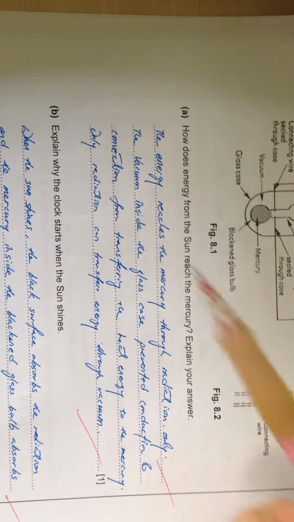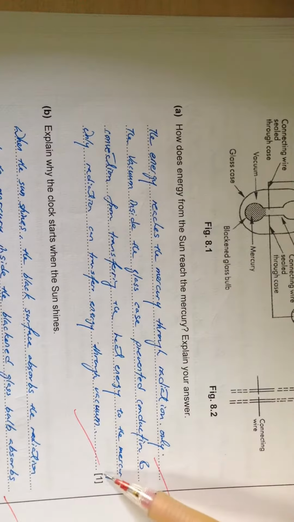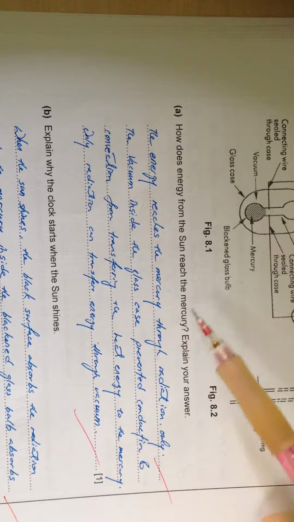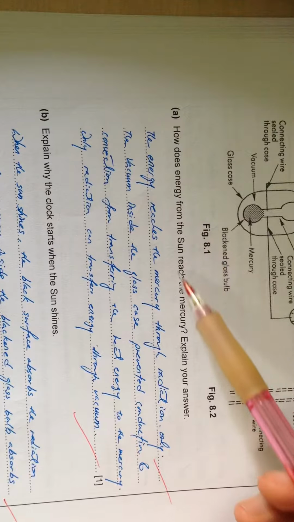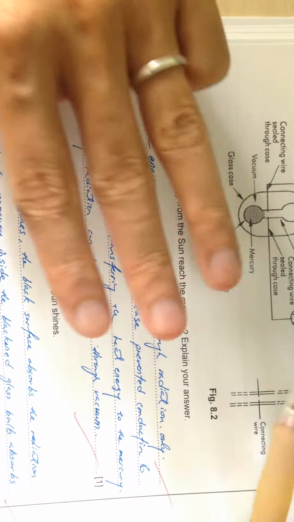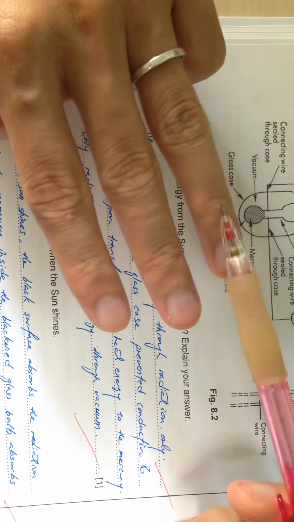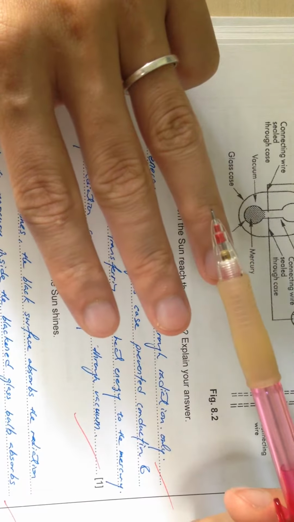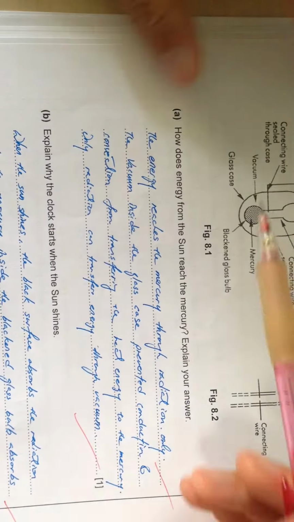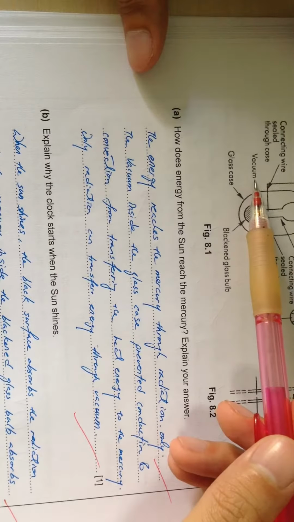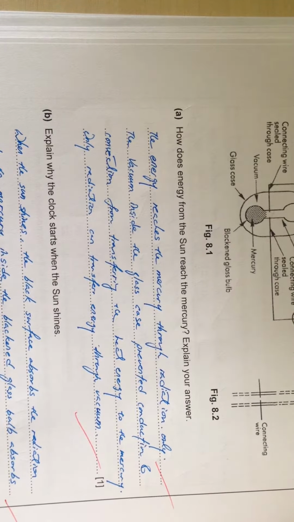So let's attempt this question. How does the energy from the sun reach the mercury? Explain your answer. Even though it is a 1-mark question, because they ask you to explain, and for the energy to reach the mercury, there are actually 3 possible ways: conduction, convection, and radiation. And you need to indicate which of them is the main mode of heat transfer. So take note that there is a layer of vacuum here. Because of this layer of vacuum, the only possible heat transfer method is your radiation.